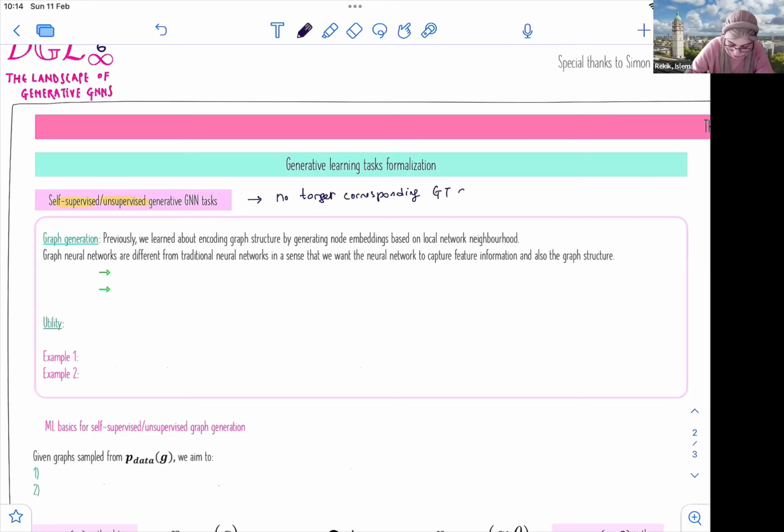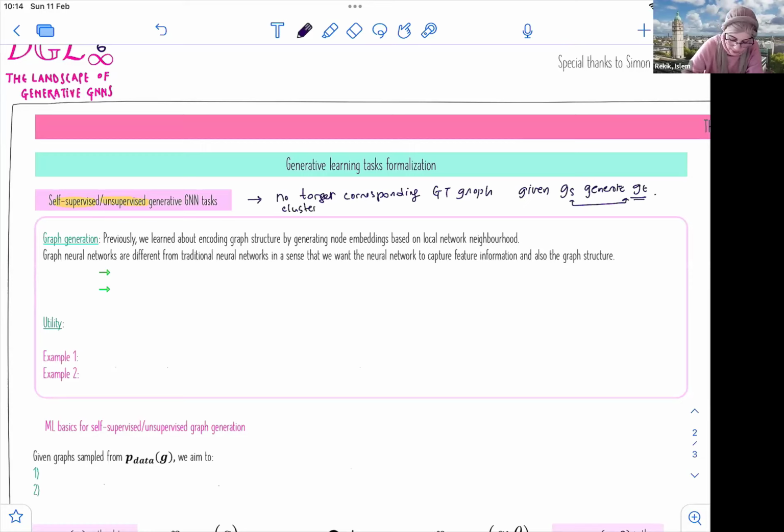ground truth graph, which means given, for example, GS, generate GT. So we may not have GT here. So we don't have the correspondence here. We don't have that. So we need to learn how to generate in a fully self-supervised way, which means we only have the graph. This is similar to clustering, okay?